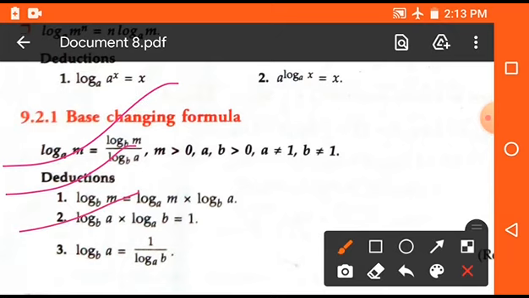In the same way, we can write log a base b into log b base a is equal to 1, because both will be cancelled out. Now log a base b is equal to 1 upon log b base a. It means that we can interchange values and their bases.